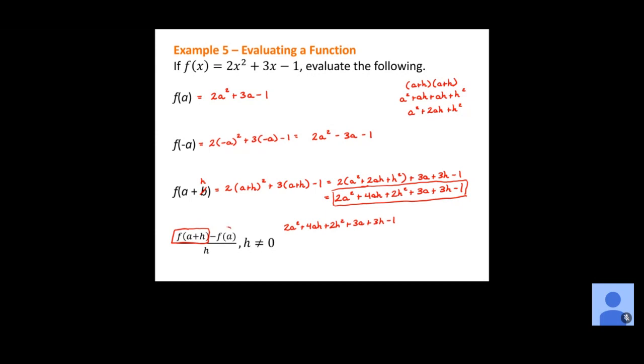Now I'm going to subtract f of a. Okay, but f of a, again, we've already calculated. This up here is what we got for f of a. So I'm just going to say I'm subtracting now. And notice I'm going to put parentheses around this because I want to make sure I'm subtracting the entire f of a function. So 2a squared plus 3a minus 1. And then all of that has to go over h. All over h.